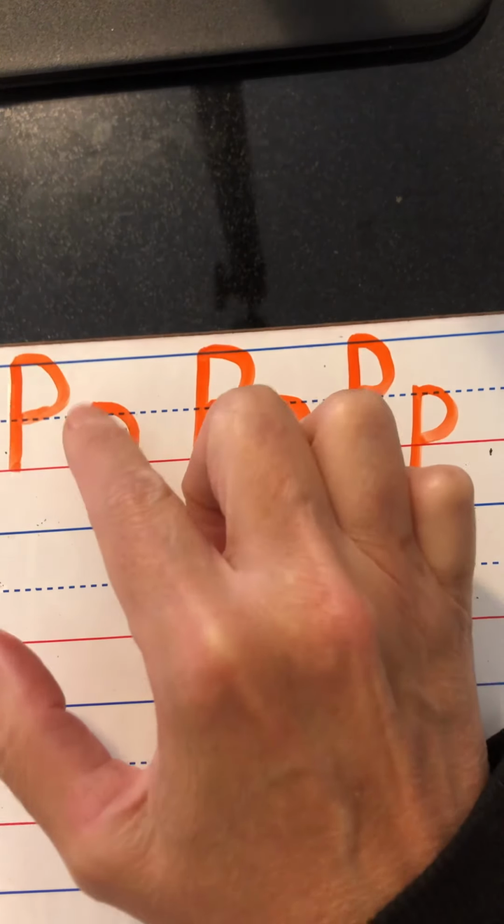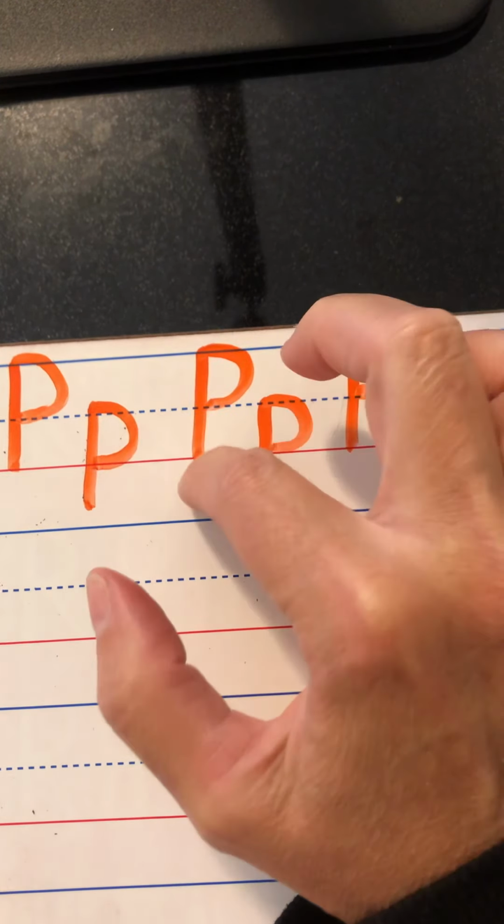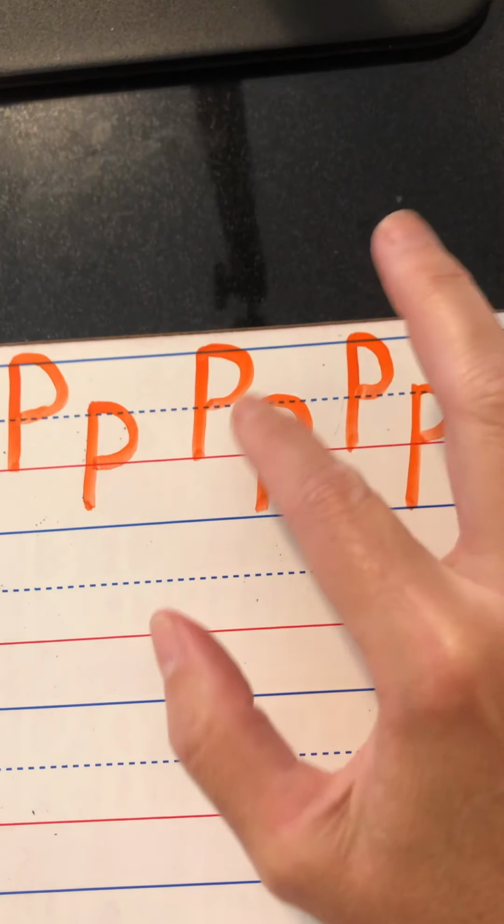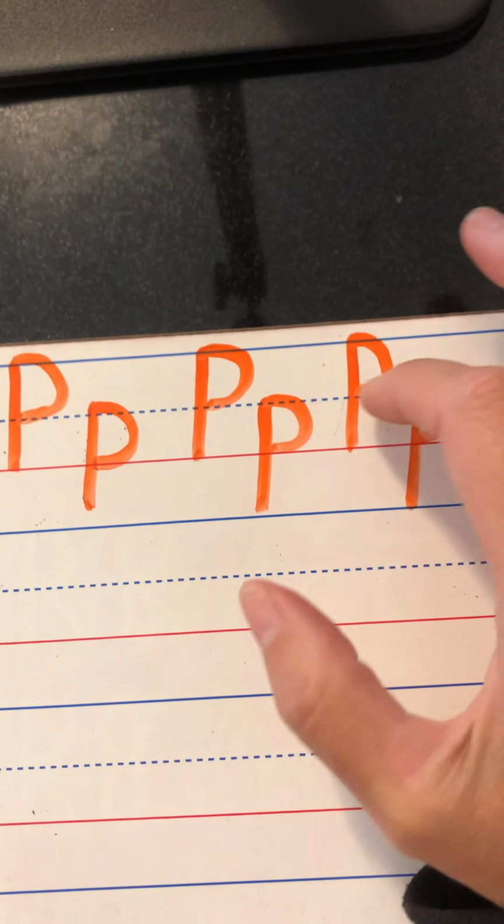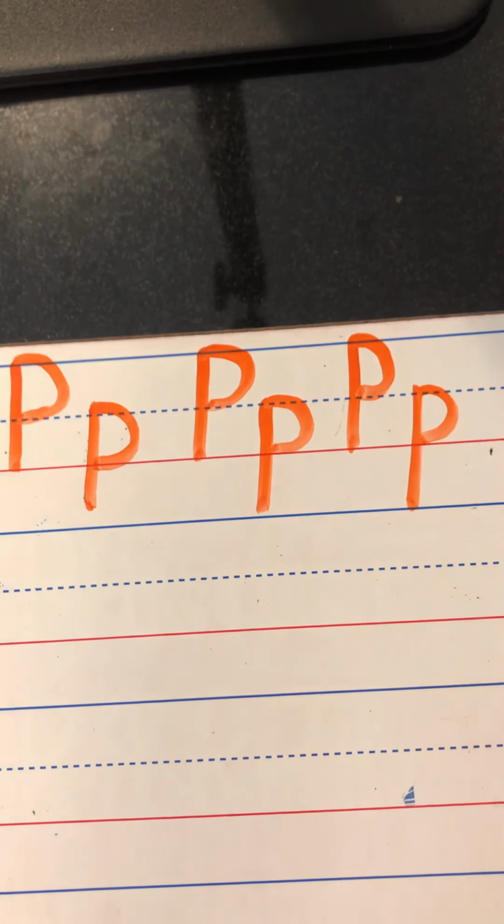P, P, P, P, P, P. And then just like the Hartman video that we're watching with the man, go ahead and stretch out your arms and draw it in the air, straight line down and then around. We want to make sure that we're crossing our midline, that our brain is being activated, our arms are moving.